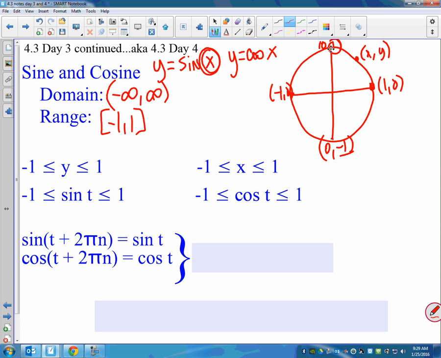Because if we just add 2 pi or a multiple of 2 pi, we always get back to one of these places on my circle, whether it's 30 degrees or a weird angle like 72 degrees. 72 degrees, I don't know the value of it, but I know at 72 degrees, if I add 360 degrees, I'm going to keep getting back there. So this idea that sine and cosine just keep repeating themselves, there's a special word for it. We call those periodic functions.